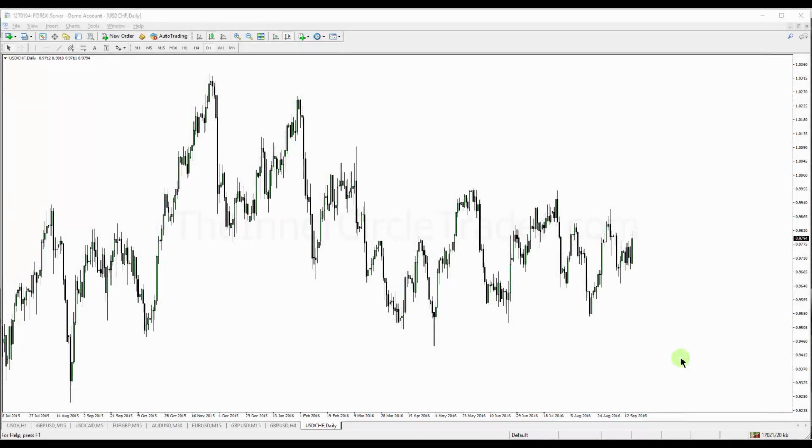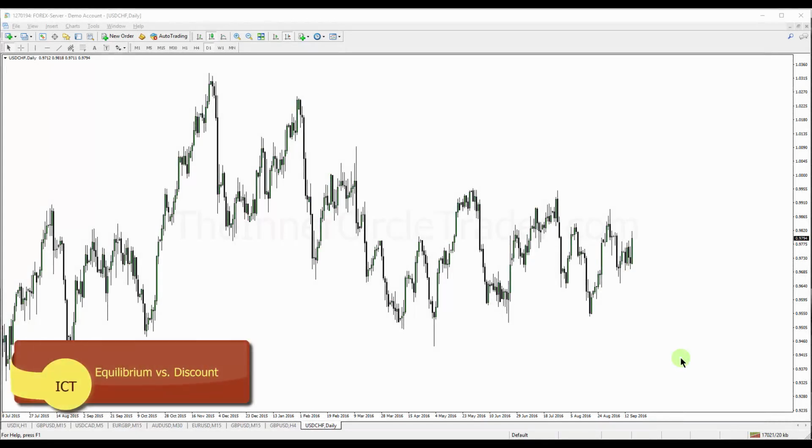This is the fourth of 8 installments for the first month of the ICT mentorship. We are covering equilibrium versus discount.